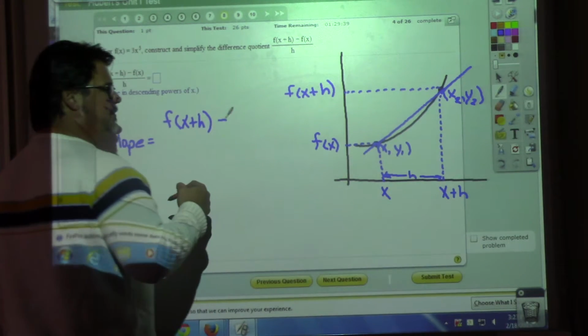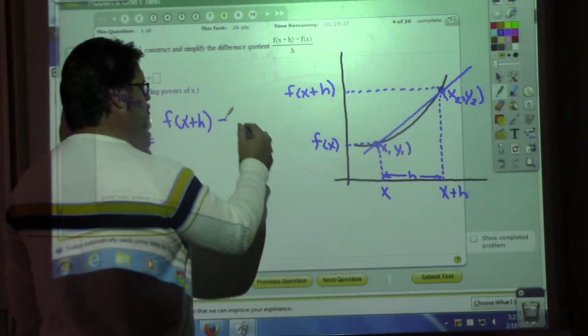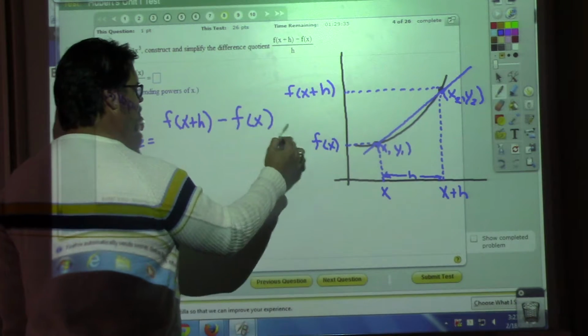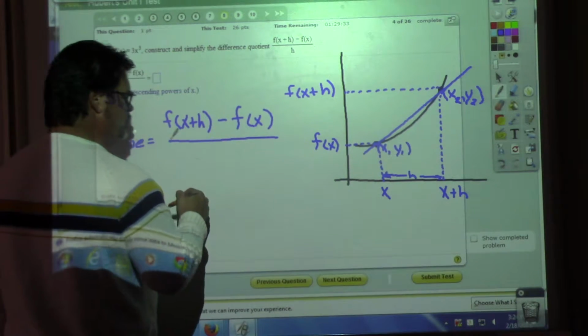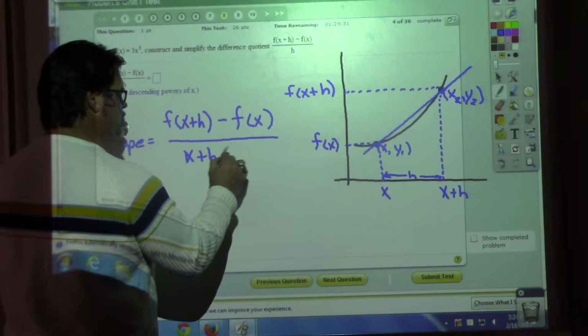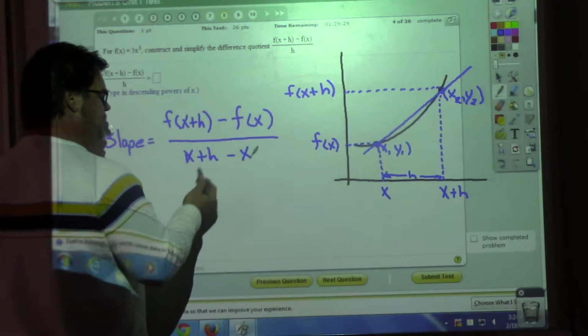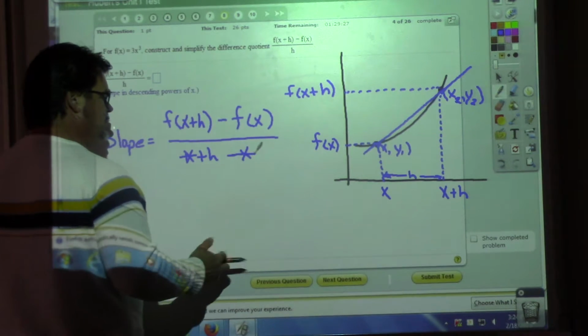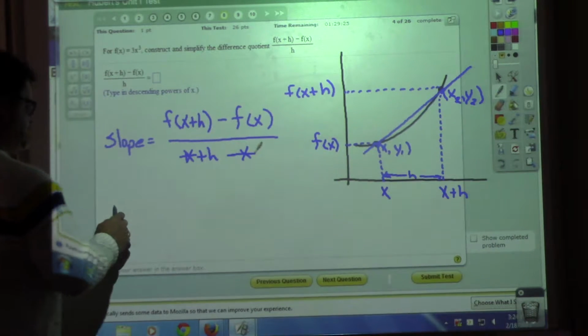minus, what's the y sub 1? f of x, over x plus h minus x. And what happens to the x's? Cancel. And you're left with the difference quotient, which is the slope.